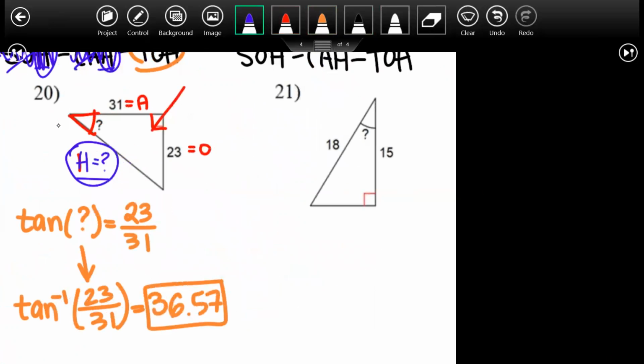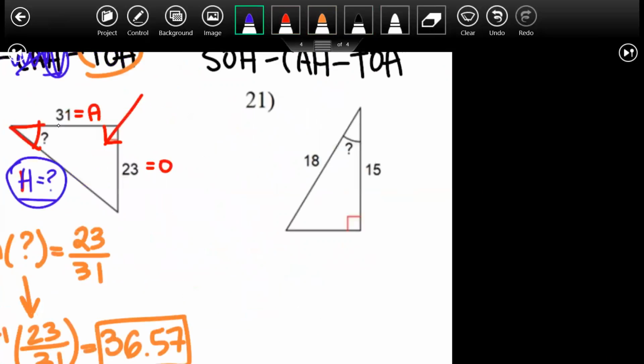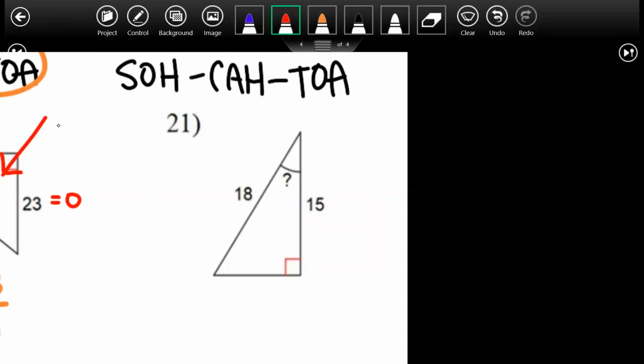Last one here. Reference angles are up at the top. It's not always going to be the same, right? Yeah. The arrow always points towards the hypotenuse. The side the angle does not touch is always going to be the opposite. 15 is going to be our adjacent.